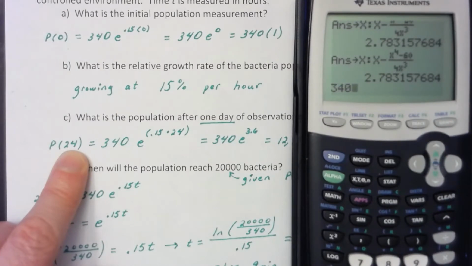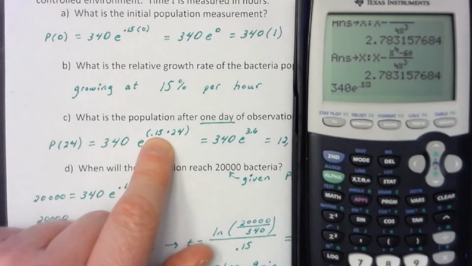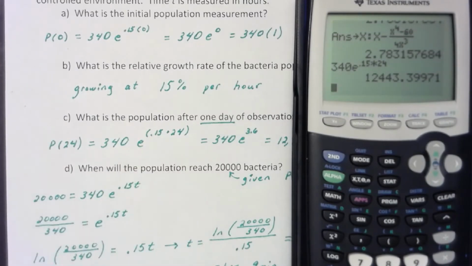I can just say 340 times the exponential function e, and notice I'll just put it in this format right here, 0.15 times 24, just like that. And I'm getting the 12,443.3997, just like we needed.